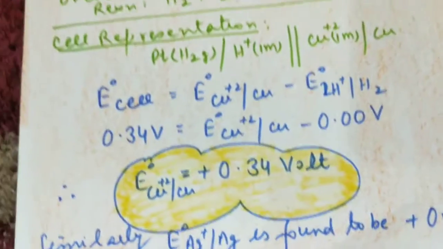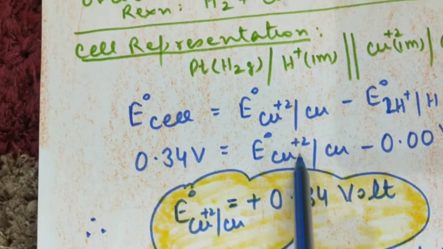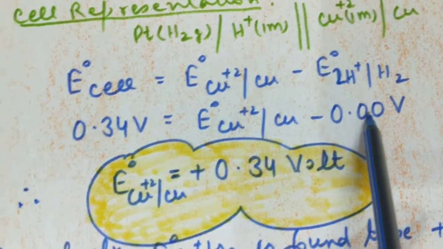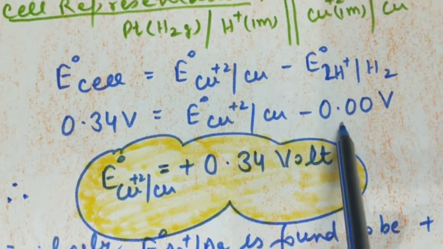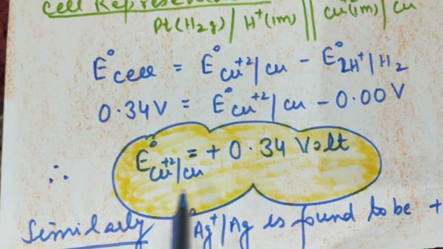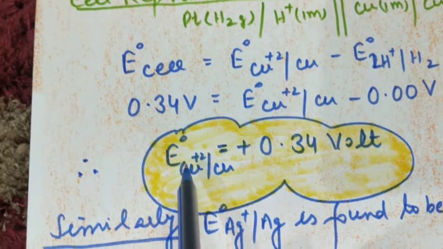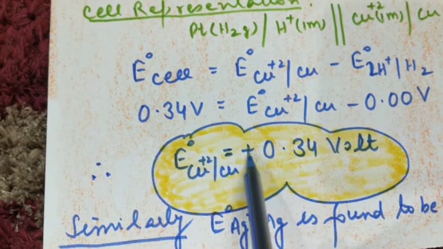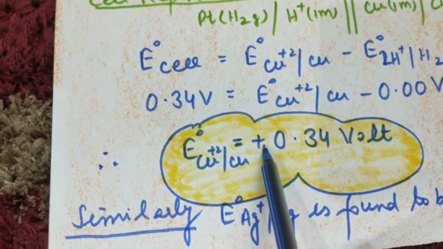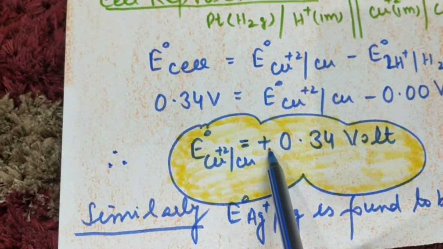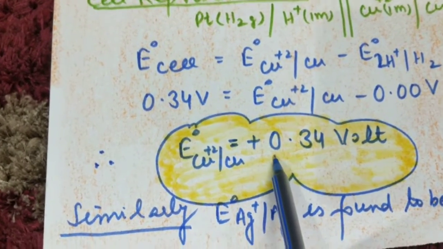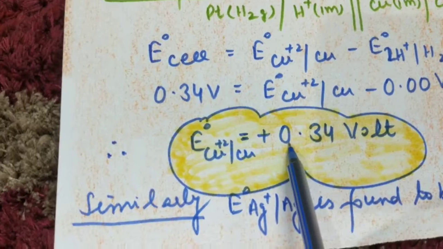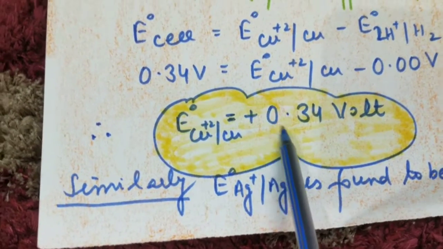And then is E naught of Cu plus 2 to Cu, and this is for hydrogen as a reference electrode, that is 0. Therefore we can find standard electrode potential of copper, that is 0.34 volt. This value is positive, we put here positive sign. This positive sign indicates that the reduction potential of copper is positive, showing that copper is having more tendency to gain the electrons.